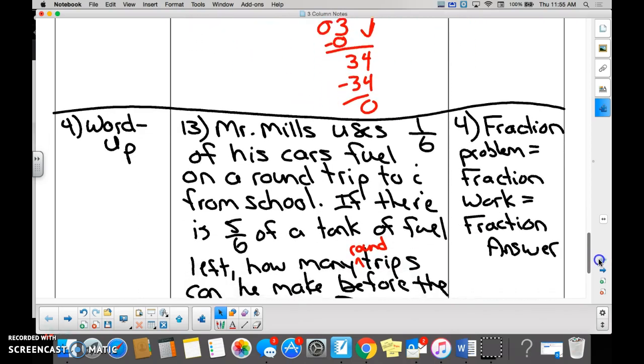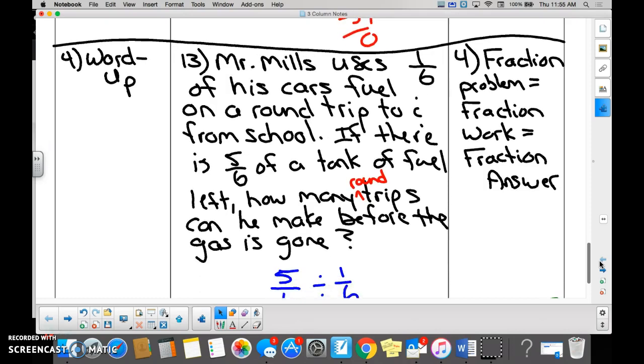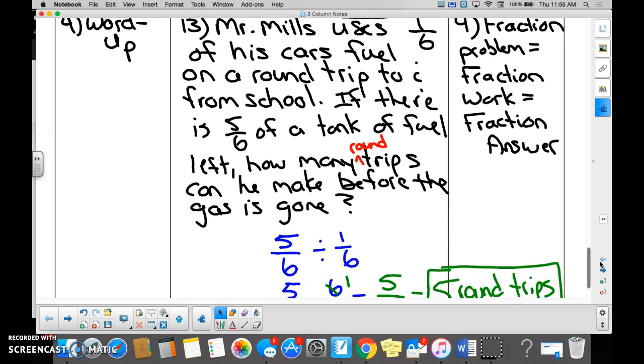And remember, if I give you a fraction problem, what kind of answer do I want? Fraction answer. If I give you a decimal problem, what kind of work do I want to see? Decimal work, and then the answer is going to be a decimal answer. Okay, so make sure you answer my questions. Fraction problem, fraction work, fraction answer. Decimal problem, decimal work, decimal answer. We good? Yeah. Paper.